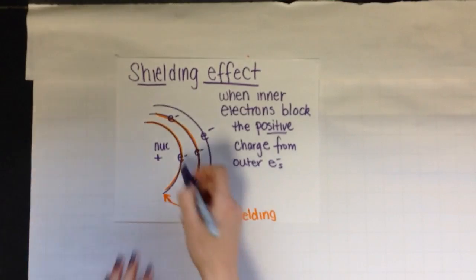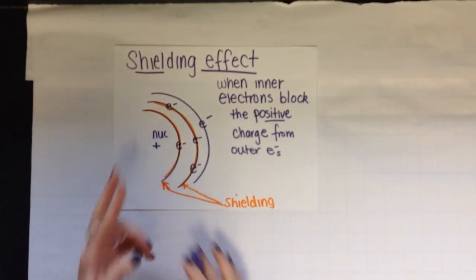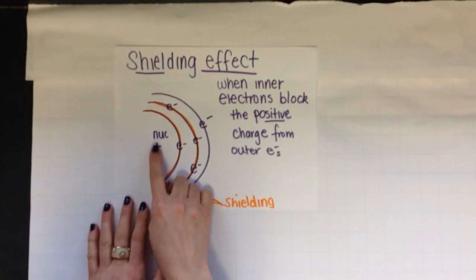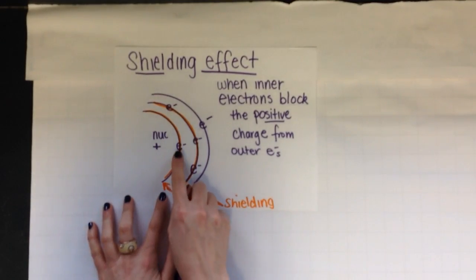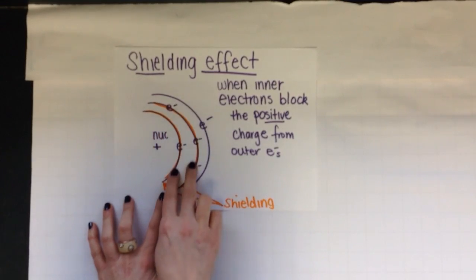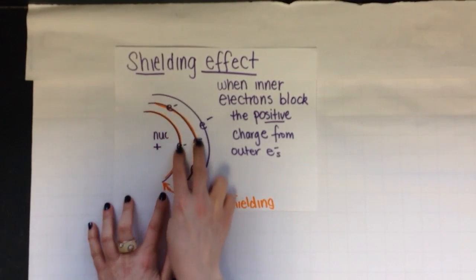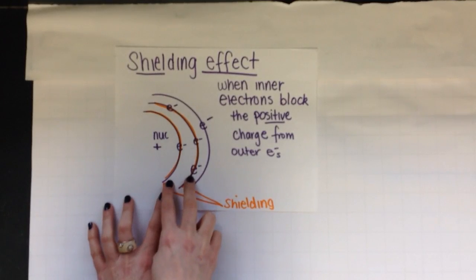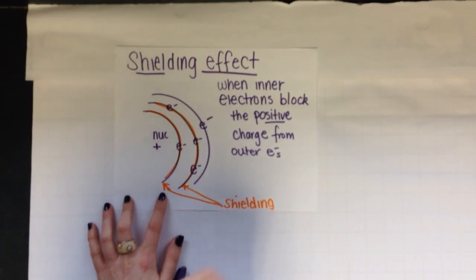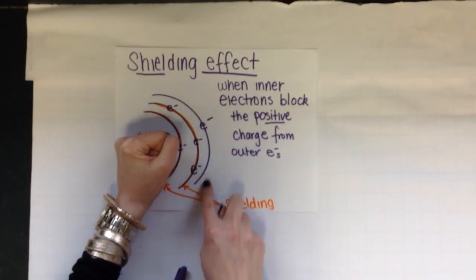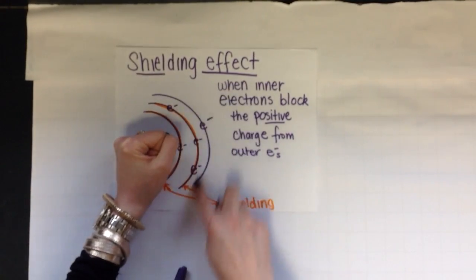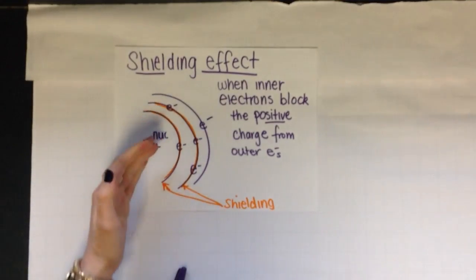So if you notice here, I have my atom, just kind of drew part of it, cut it in half. And I have my nucleus, and here are my energy levels. And if you notice here, we call these the inner electrons. These inner electrons on these inner energy levels are shielding, are blocking the positive nucleus charge from the outside valence electrons, okay? So they're kind of blocking it.